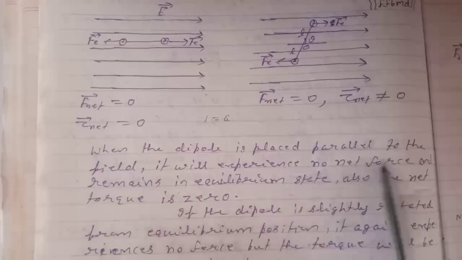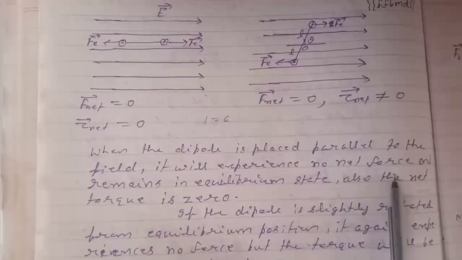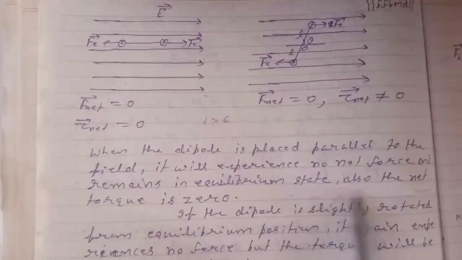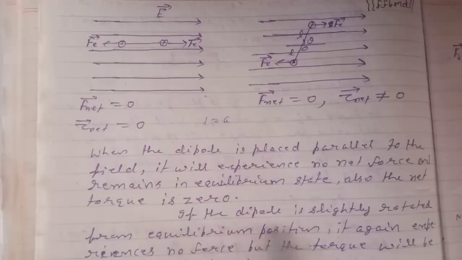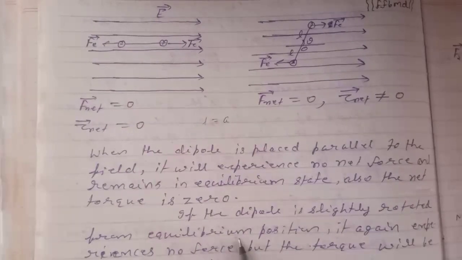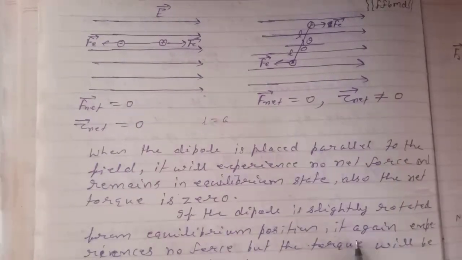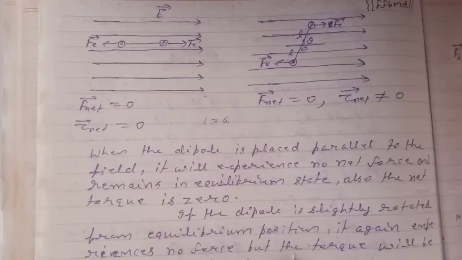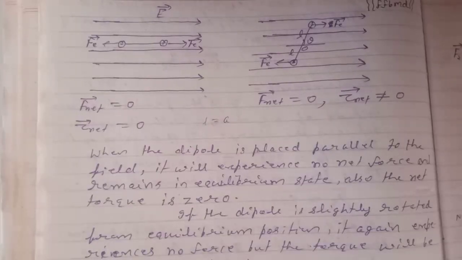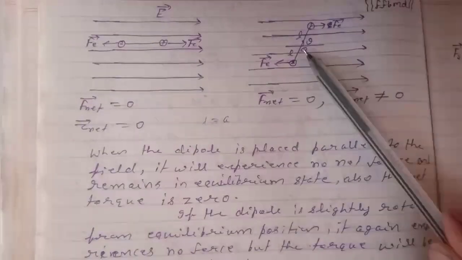When a dipole is placed parallel to the field, it will experience no net force and remains in equilibrium. Also the net torque is 0. If the dipole is slightly rotated from the equilibrium position, it again experiences no net force, but a torque will be acting, and is given by tau, where we are taking torque about the point O, in this case this point.